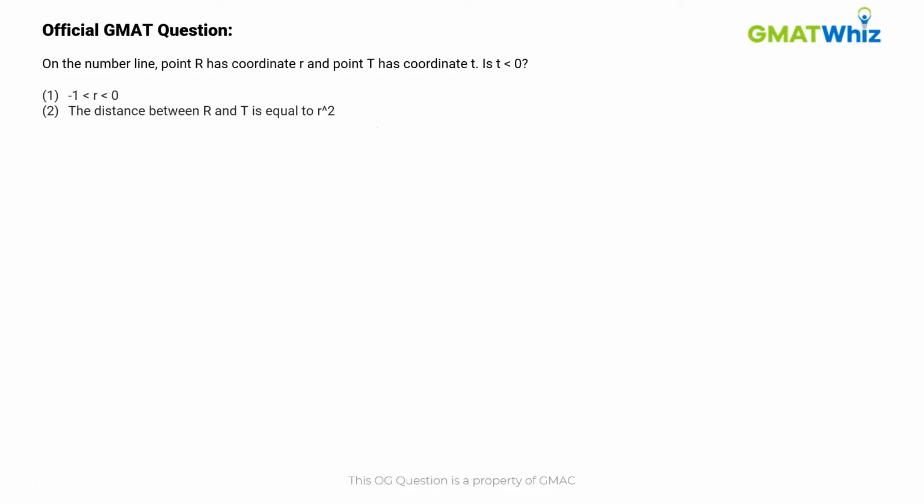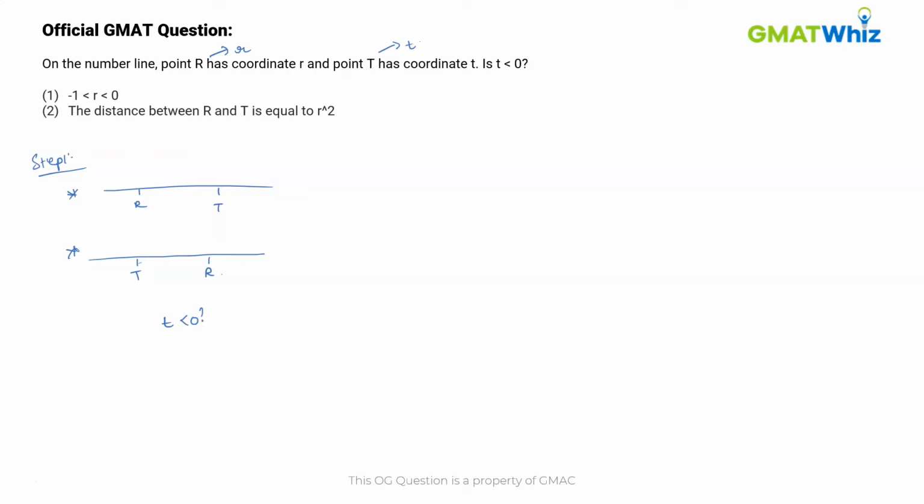In this question we are given that the point R has a coordinate small r and the point T has this coordinate small t. Now we are not given any position of the points R and T. So it can be like this or this as well. So any of the two cases is possible. We have to check if the value of t is less than 0.